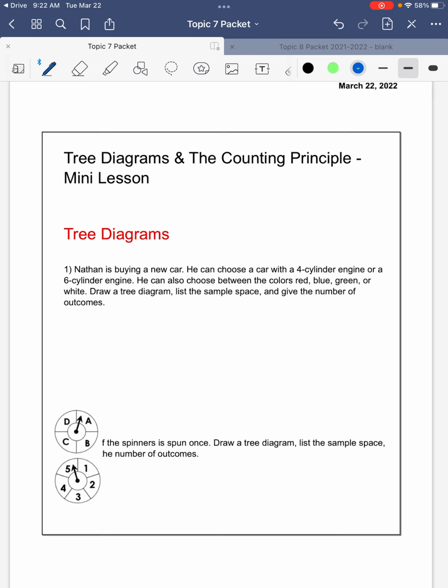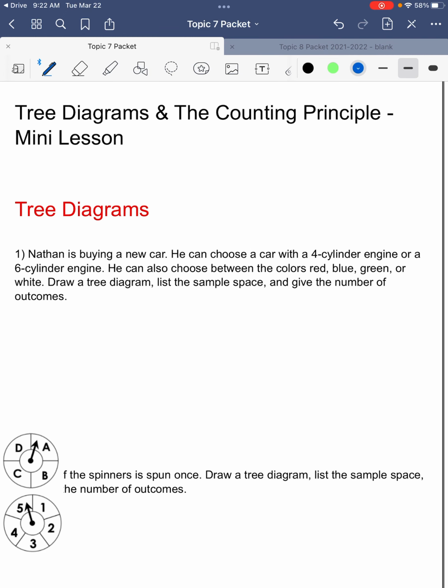So number one, Nathan is buying a new car. He can choose a car with either a 4-cylinder engine or a 6-cylinder engine. He can also choose between the colors red, blue, green, or white. Draw a tree diagram, list the sample space, and give the number of outcomes.